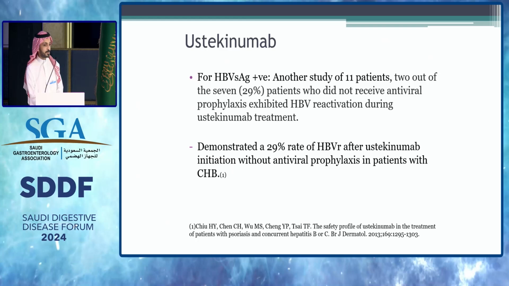And for surface antigen positive patients, in another study of 11 patients, 2 out of the 7, that's 29%, who did not receive antiviral prophylaxis exhibited HBV reactivation during treatment. So it demonstrated a 29% rate of reactivation after ustekinumab initiation without antiviral prophylaxis in patients with chronic hepatitis B.